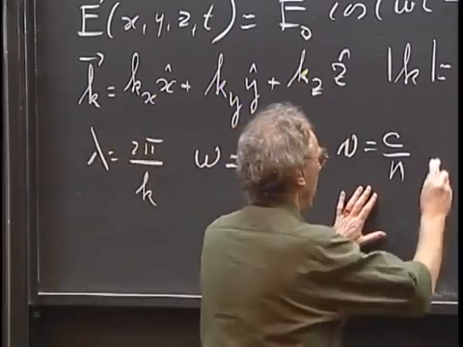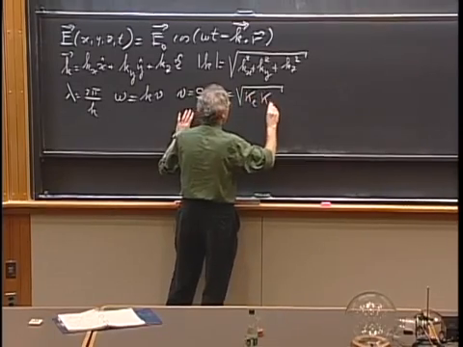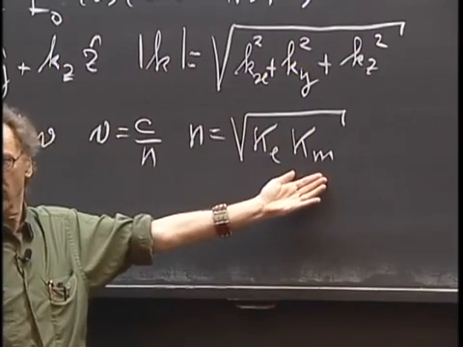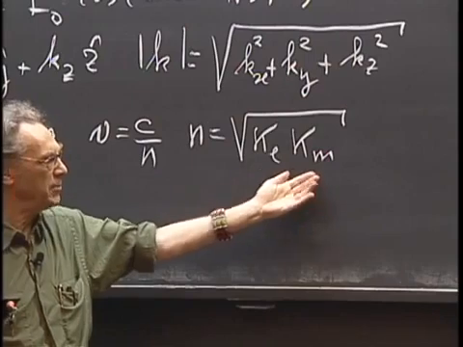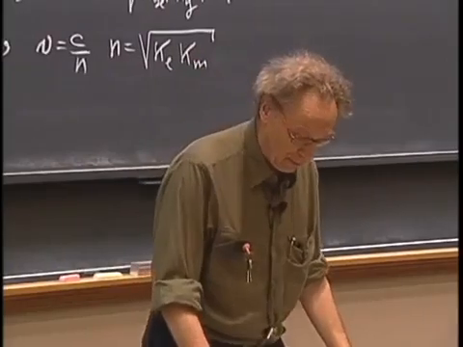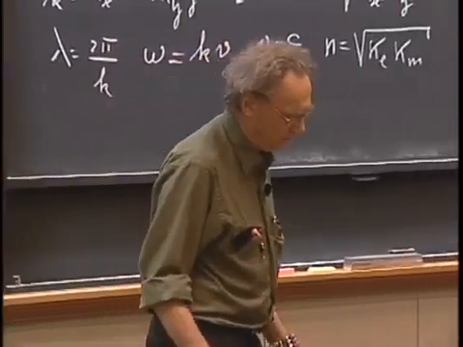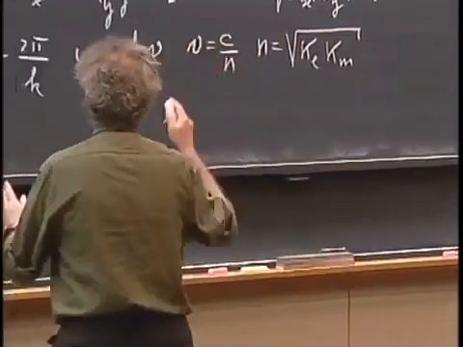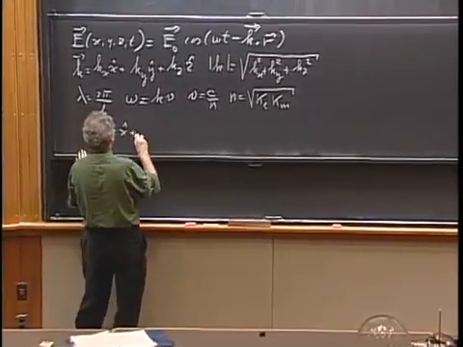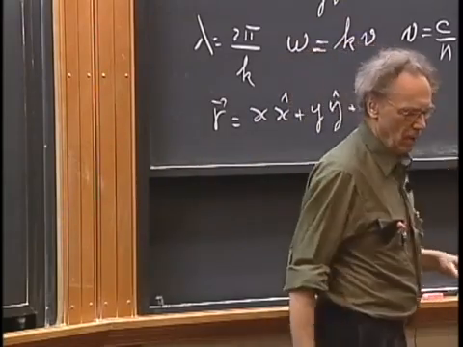But v then is c divided by n, if you have a dielectric. The index of refraction n for a dielectric is then the square root of kappa E times kappa m. Most substances, kappa m is very, very close to 1.000, except for ferromagnetic materials. Kappa E itself is frequency dependent, and it can sometimes be extremely strongly dependent on frequency. That's where the dispersion comes in. R equals x roof plus y roof plus z roof. That is the position vector.